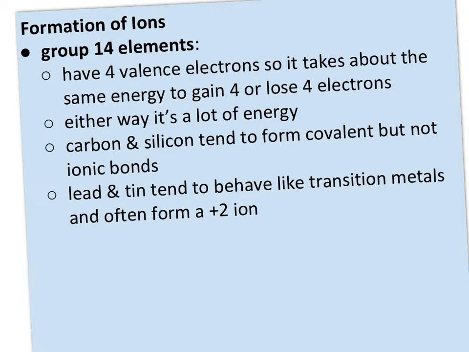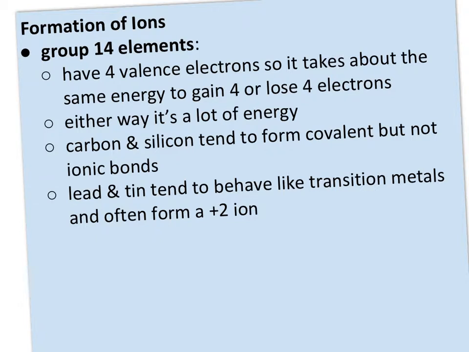Group 14 elements are kind of unique. Group 14 is what we usually think of as 4A. They have 4 valence electrons, so it's going to take about the same energy to gain or lose the 4 electrons. And they're kind of that middle size, or right in the middle of, the ionization energy. So either way, it's going to be a lot of energy to transfer 4 electrons.